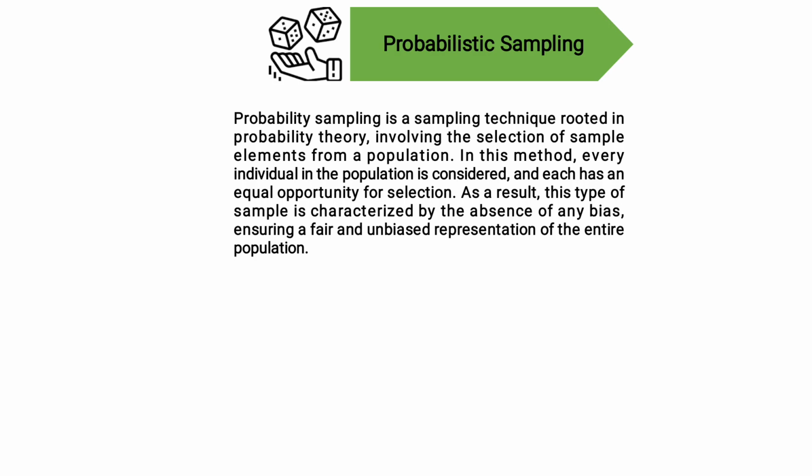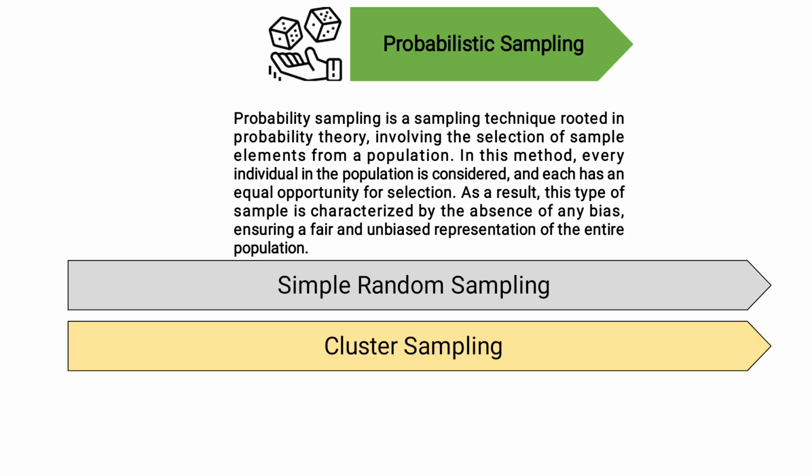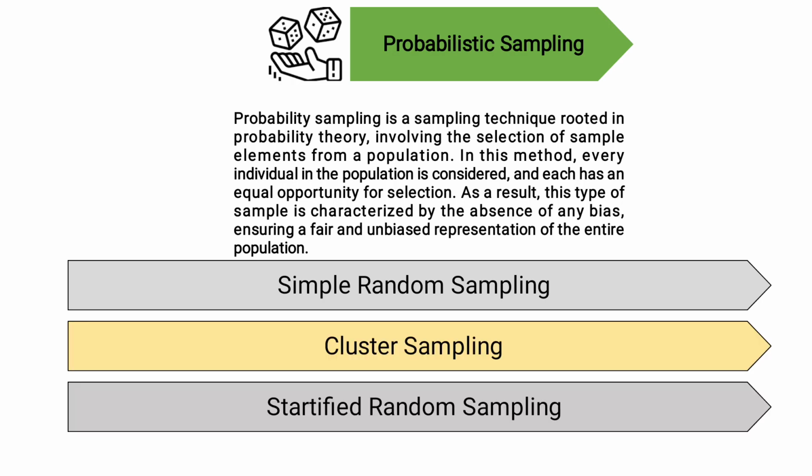So this is all about probabilistic sampling technique, and there are different types of probabilistic sampling technique present. So first one is your simple random sampling, second one is your cluster sampling, and third one is stratified random sampling. So today we'll discuss simple random sampling, and in subsequent videos we'll discuss cluster sampling and stratified random sampling. So first one is your simple random sampling.